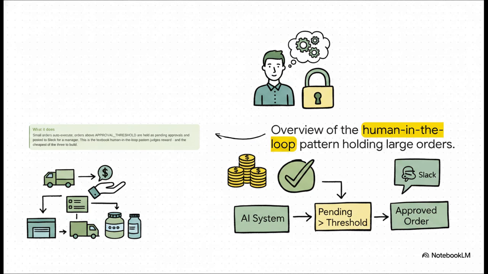This textbook human-in-the-loop pattern is exactly what elevates the system from a theoretical playground to something truly production-ready. Let's be real, an AI that can spend tens of thousands of dollars automatically is a massive liability. By holding orders above that approval threshold and pinging a manager on Slack, the business retains ultimate financial control, all while still automating like 90% of the analytical busywork.